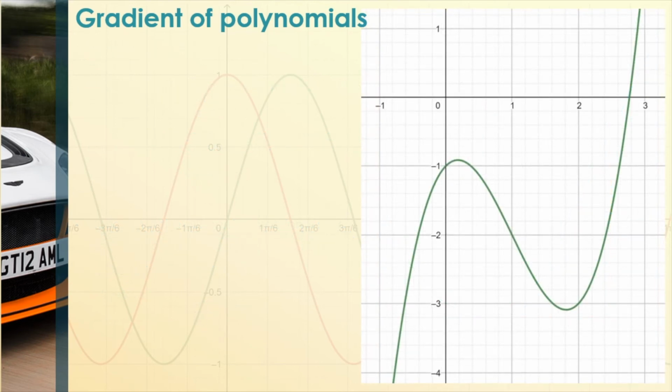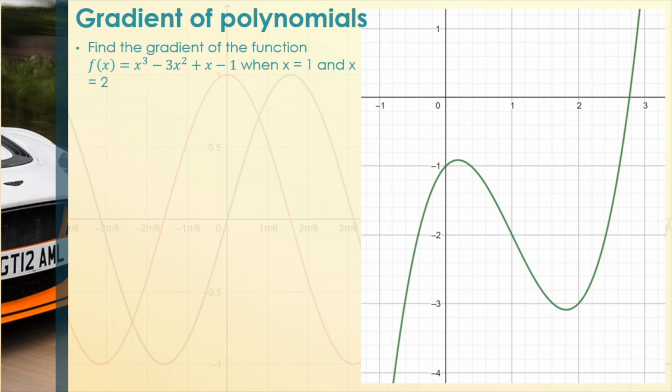Let's now look at a more complex function. The curve on the right is a cubic curve. This function is x cubed minus 3x squared plus x minus 1. We want to find the gradient when x is equal to 1 and x is equal to 2.